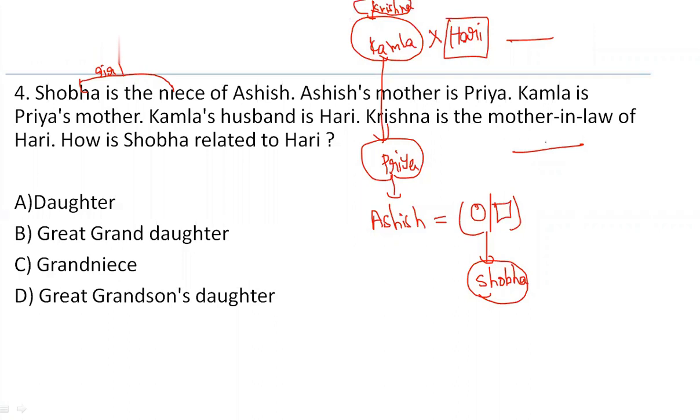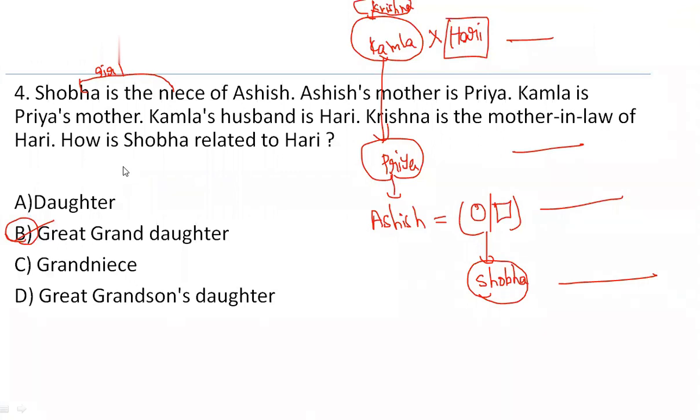This is nothing but son-daughter relation, and this is nothing but grandson, granddaughter. This is nothing but great grandson, great granddaughter. So what is the answer for the question? Answer for the question is a great granddaughter, as we know the gender of Shobha already, they have given in the question as niece. So we can say it as a great granddaughter. Option B is the answer for the question.